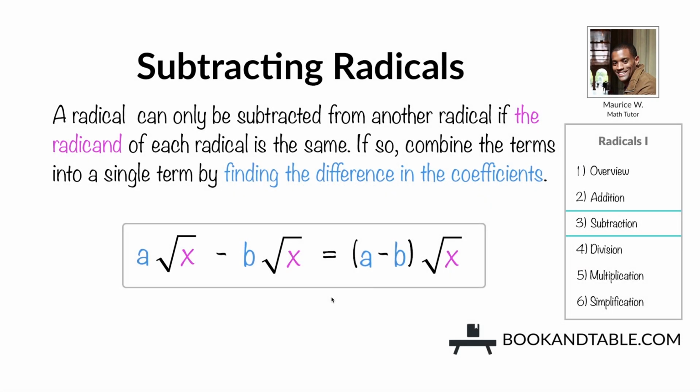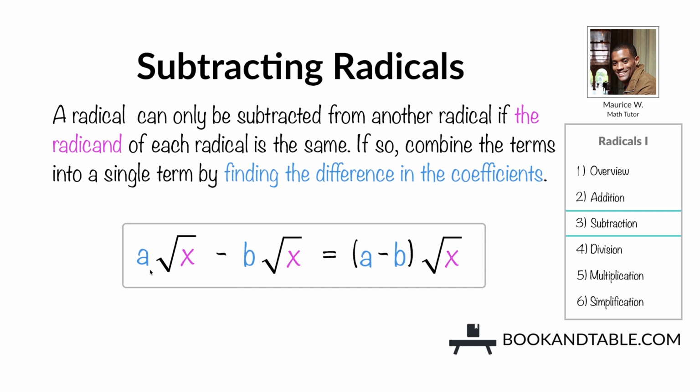Now let's move on to discussing how we go about subtracting radicals. Similar to addition, a radical can only be subtracted from another radical if the radicand of each radical is the same. If so, combine the terms into a single term by finding the difference in the coefficients. So instead of addition, it's subtraction. Everything else remains the same as far as the process of simplifying these.